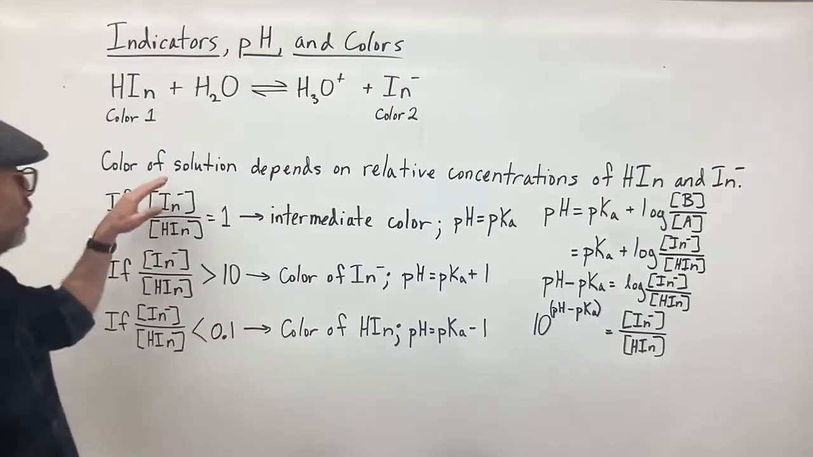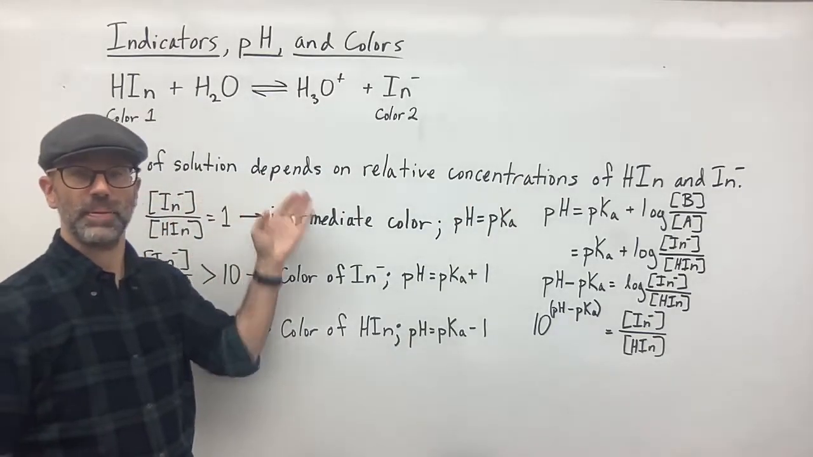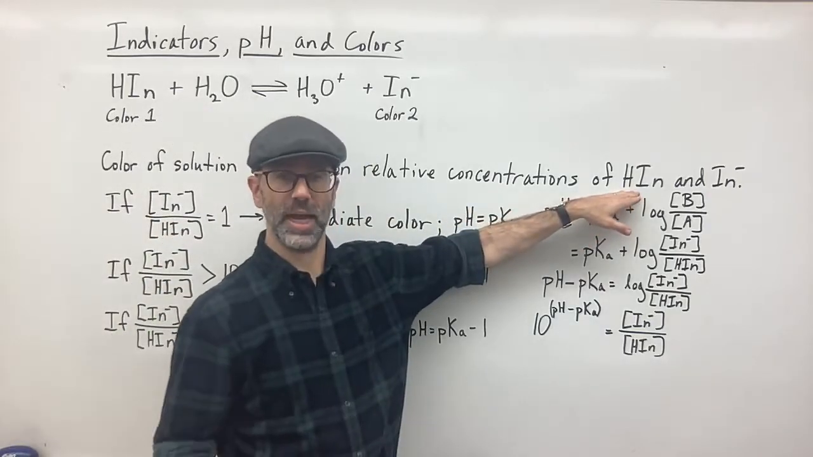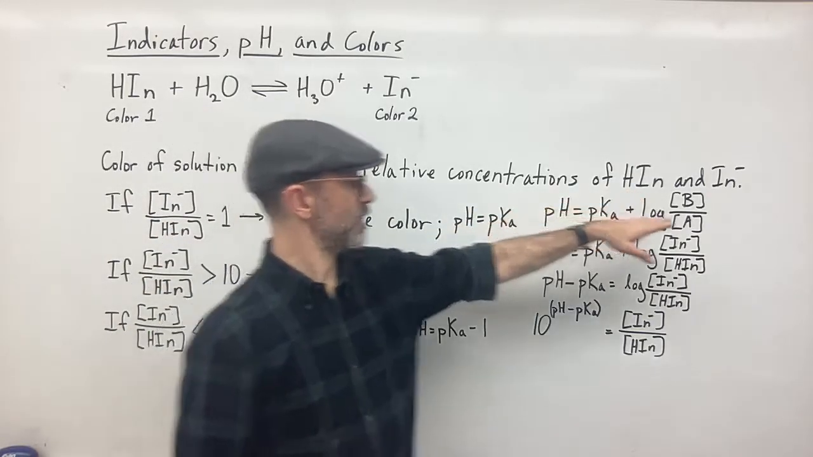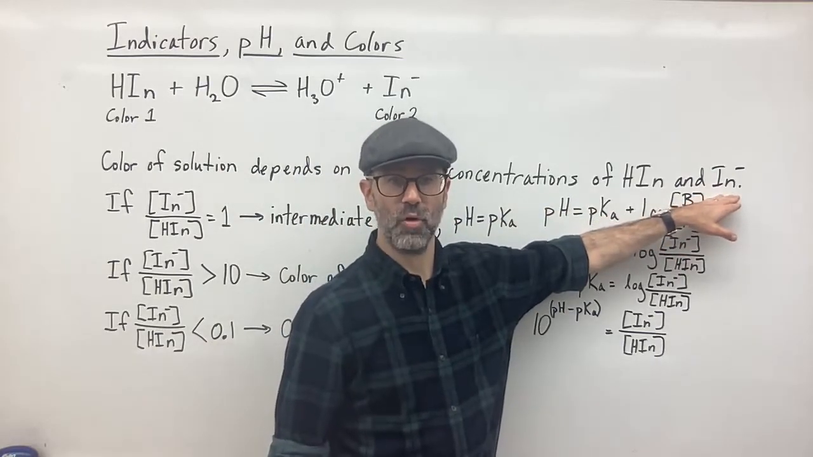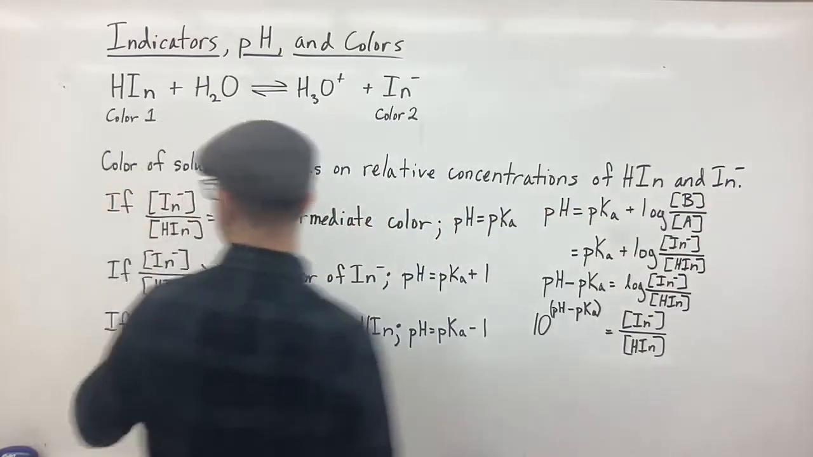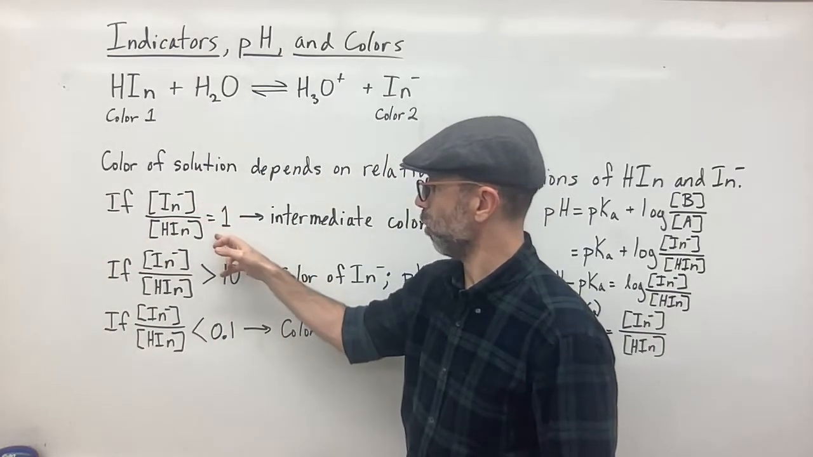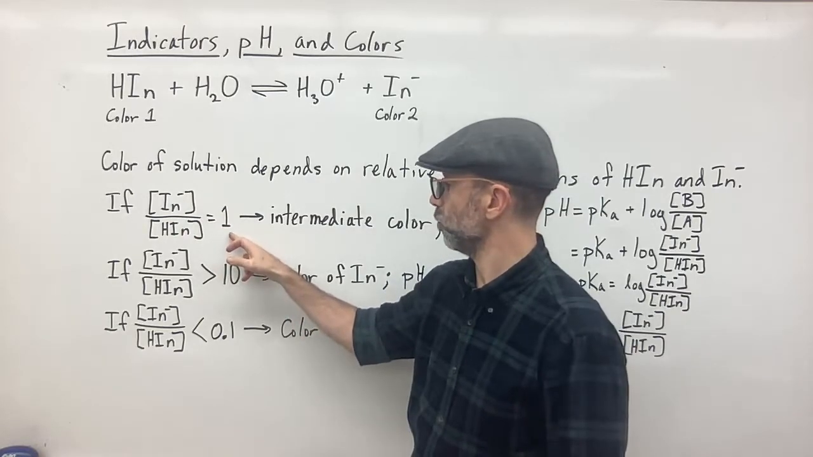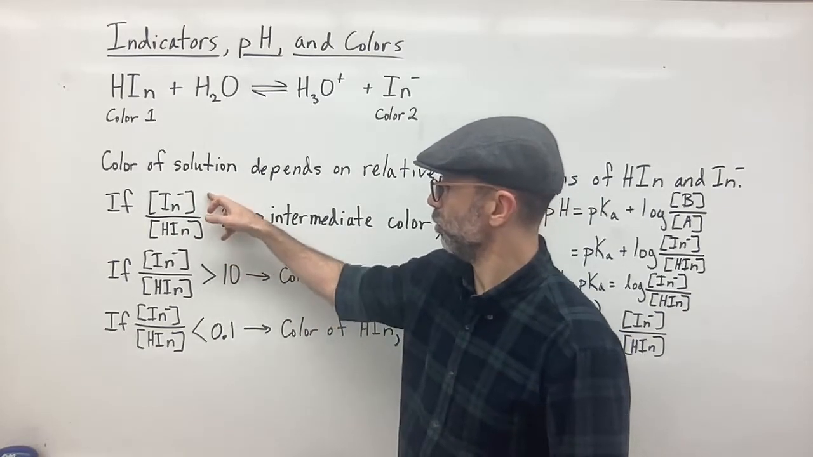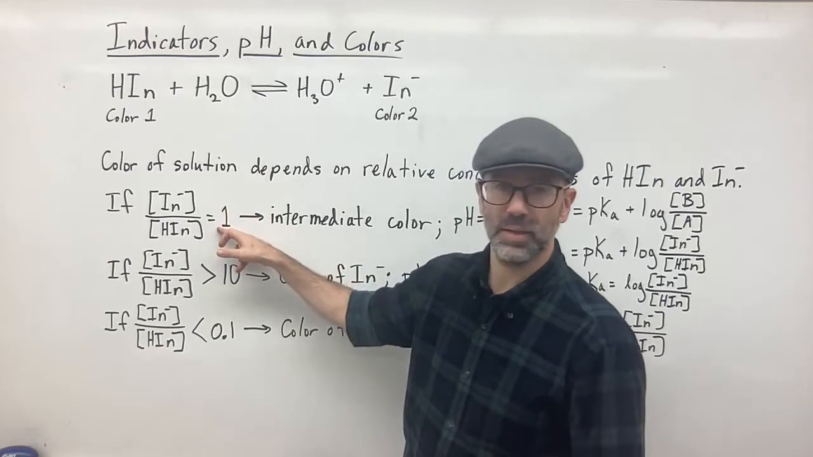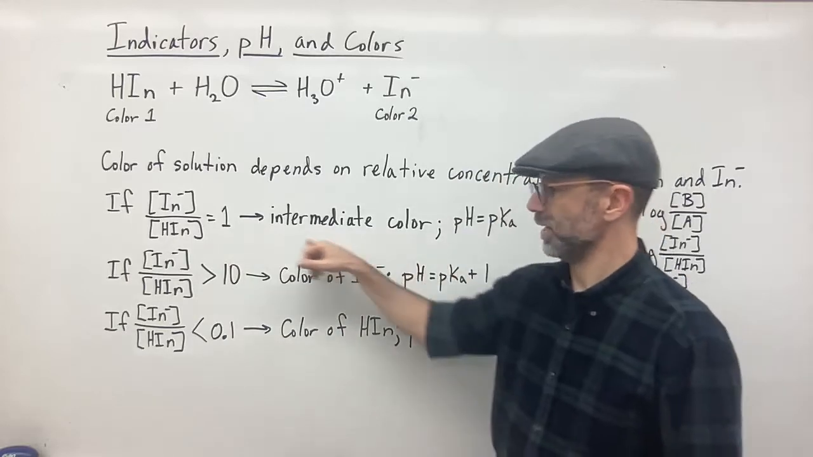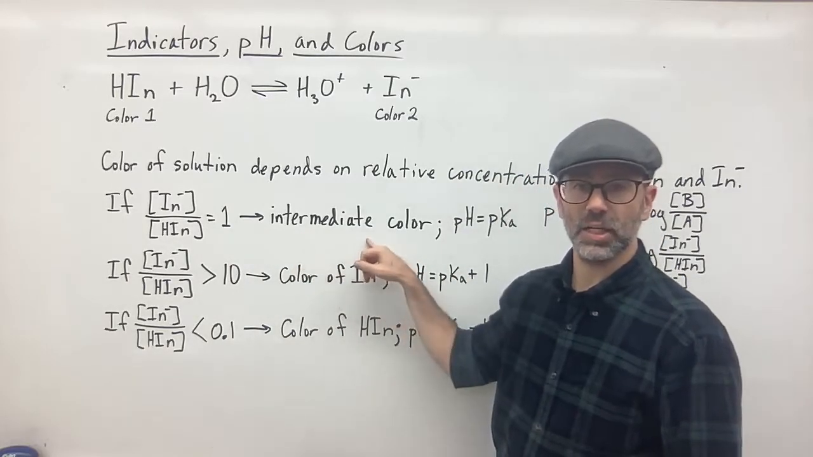The color of the solution is going to depend on the relative concentrations of the indicator in the acid form versus the indicator in the base form. So for example, if the ratio of the indicator in the base form over the acid form is equal to 1, then that means you've got equal concentrations of the acid and base forms of the indicator. And so that means you're going to get an intermediate color.